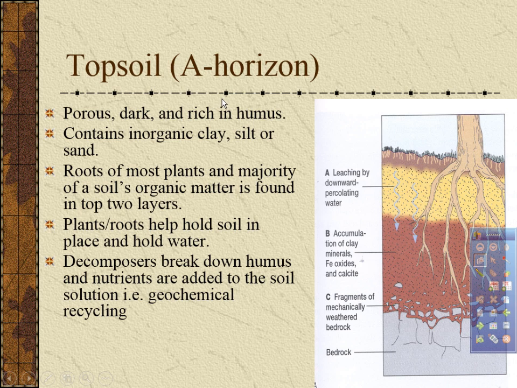The A horizon is just underneath the O horizon, and this is really dark, rich, has a lot of humus in it, and a lot of inorganic clay, silt, or sand. This is where the roots of the plants end. They don't really go much beyond that normally. We know that roots and plants help to hold soil in place and prevent erosion. And we know that decomposition happens here as well. So it breaks down that humus and the nutrients are added. That's where nutrient cycling happens, in this O horizon and the A horizon.